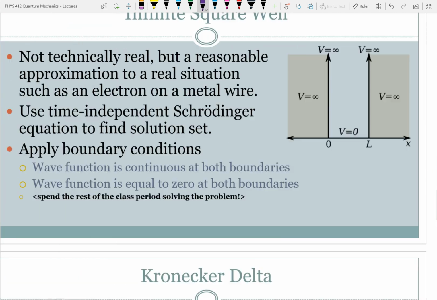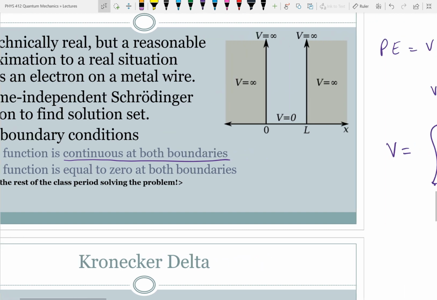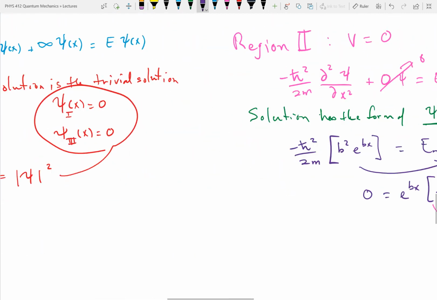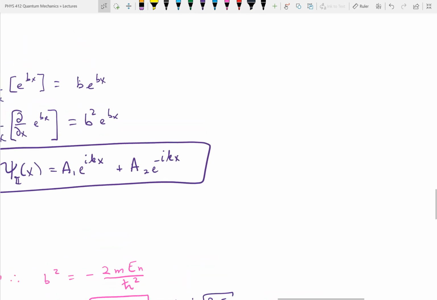So wave function is continuous at both boundaries. So we have two boundaries, one at x equals 0 and one at x equals L. And we're going to say our wave function has to be continuous at both boundaries. So we come out here. This was technically our wave function in region 2. And so we're going to test our boundary conditions. That's not how you spell boundary.